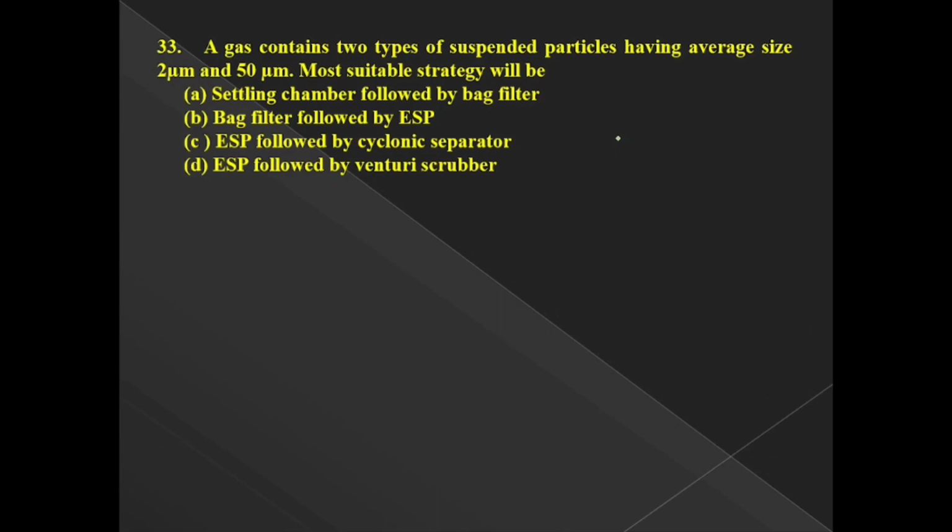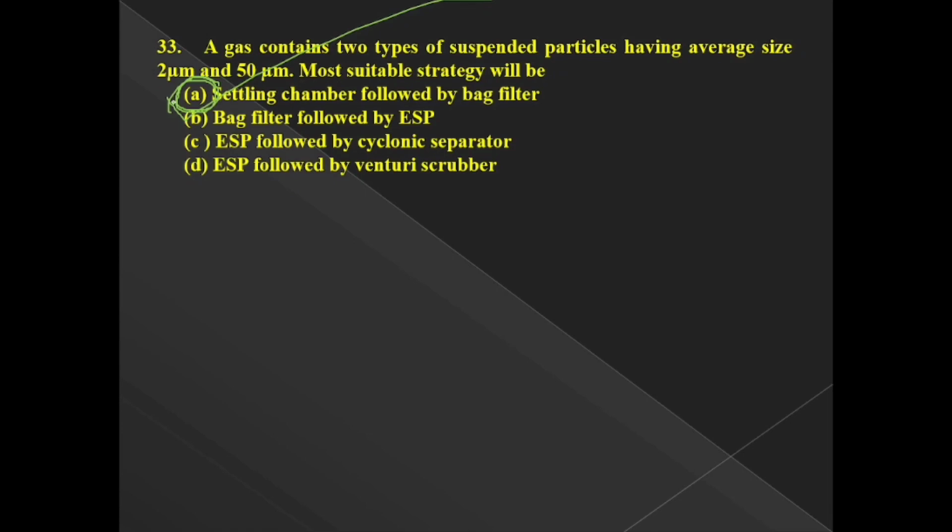Okay, now let's move towards question number 33. A gas contains two types of suspended particulates having average size 2 micron and 50 micron. The most suitable strategy will be? So my dear students, a settling chamber followed by the bag filter is the most suitable arrangement for this type of problem. That is option A, that you have to remember directly. That is the option, settling chamber followed by the bag filters.